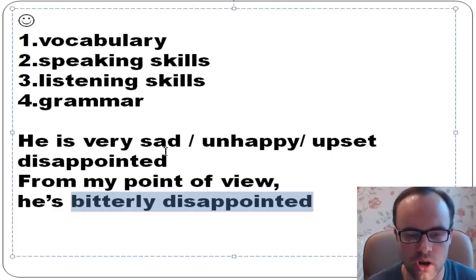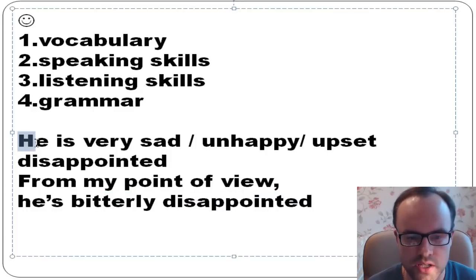Actually, advanced students pronounce it more quickly and more naturally. Usually elementary and pre-intermediate students say he is very sad. Advanced students don't make mistakes as a rule, I mean, such big mistakes. So from my point of view, he is bitterly disappointed. That's nice. So what about grammar? Really you need to use more advanced structures. Now, from my point of view, he's bitterly disappointed.